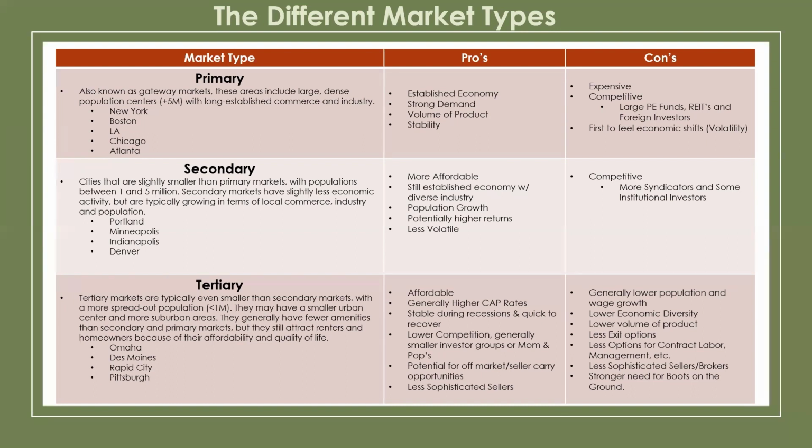So primary, it's exactly what it sounds like. It's the main. They're the big markets. You'll sometimes hear them called gateway markets. These are large, dense population centers, typically 5 or more million in population, with a long established commerce and industry. So these are New York, Boston, LA, Chicago, those types of big places. Those are looked at as primary markets.